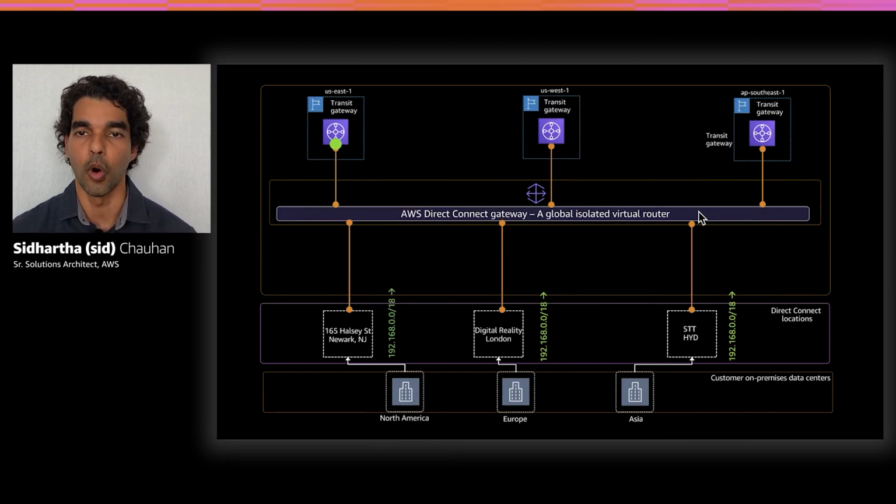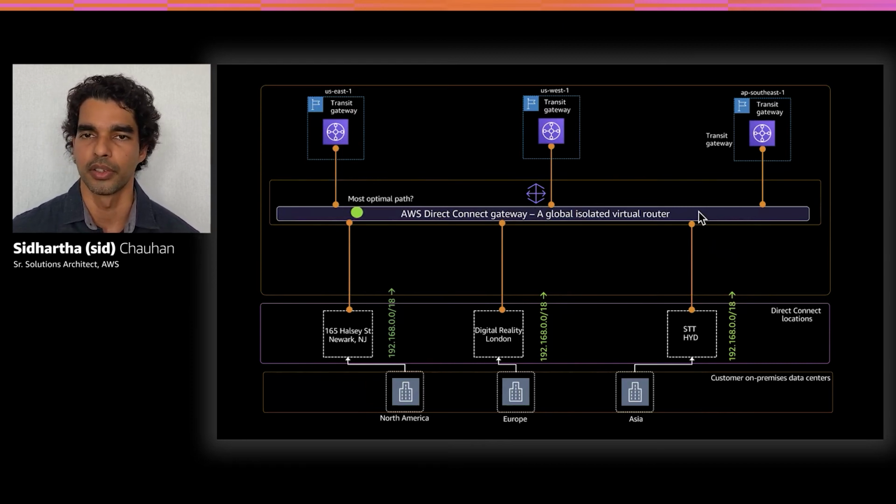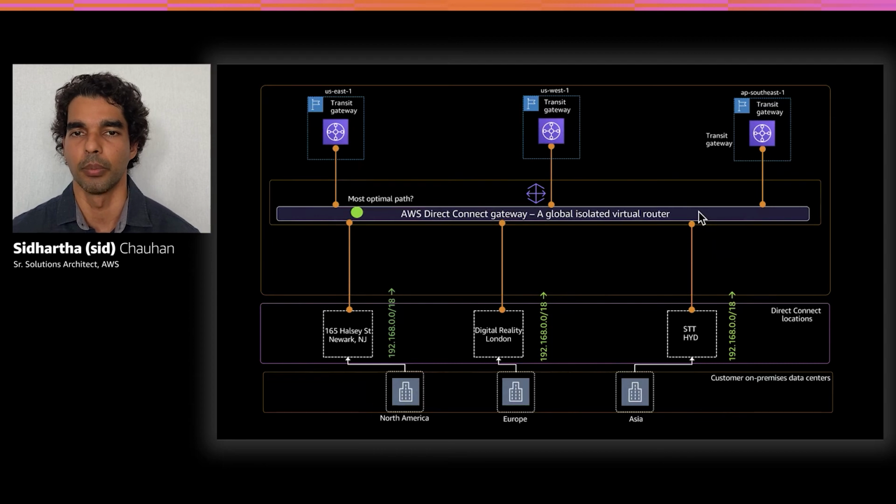So now from all the 3 Direct Connect locations, I am advertising the same prefix, the summarized prefix. So when the packet reaches Direct Connect Gateway, which path does it take? All the 3 paths look equal because I'm advertising the same prefix.